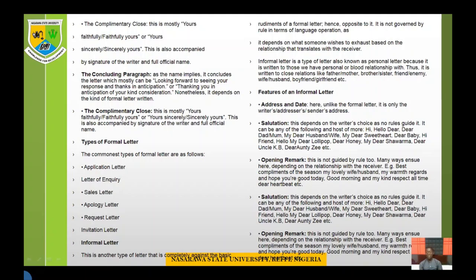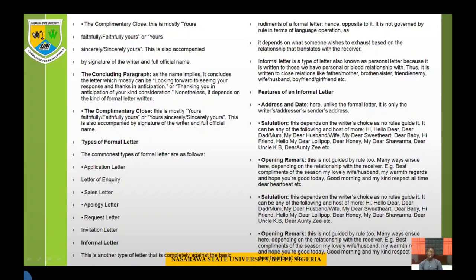Opening remark. This is not guided by rule too. Many ways ensue here depending on the relationship you have with the receiver. You can say, best compliment of the season, my lovely wife, my warm regards and hope you are good today. Good morning, my kind respect. All these things you can use them. It depends on what you want to say.